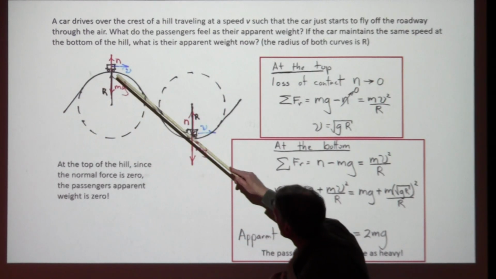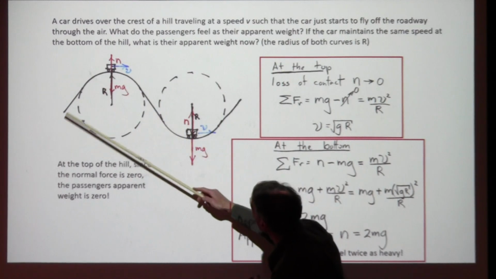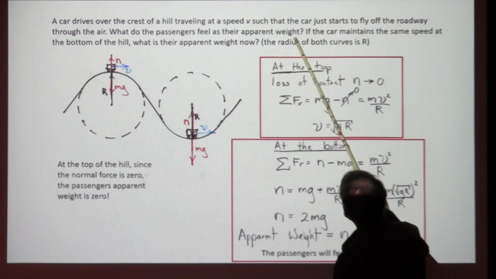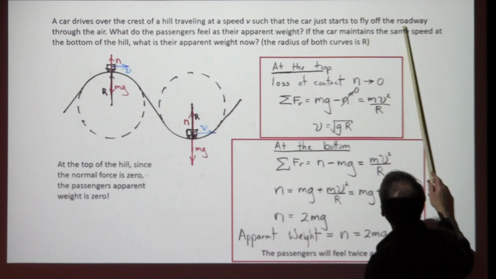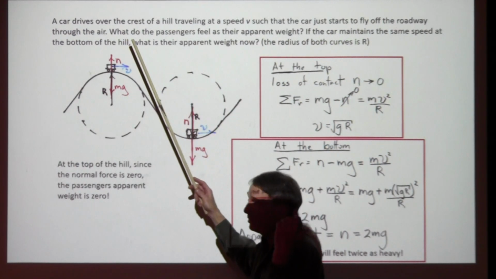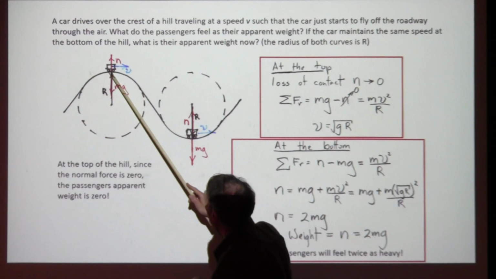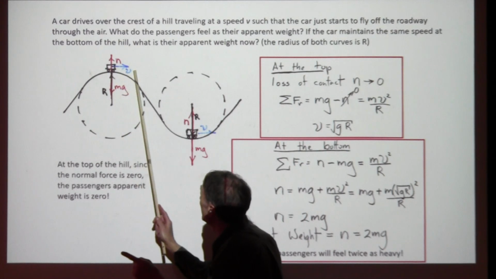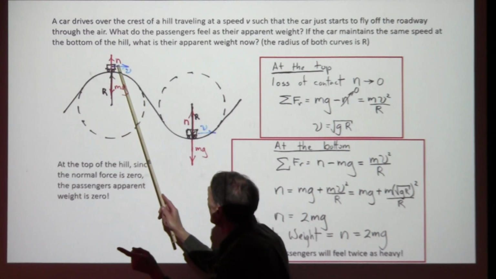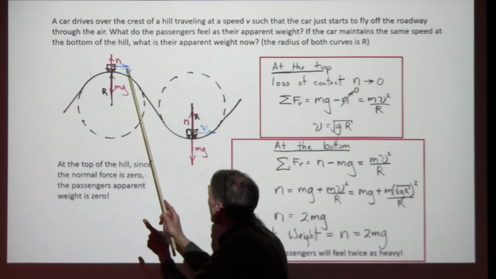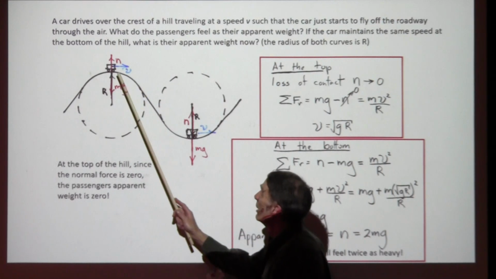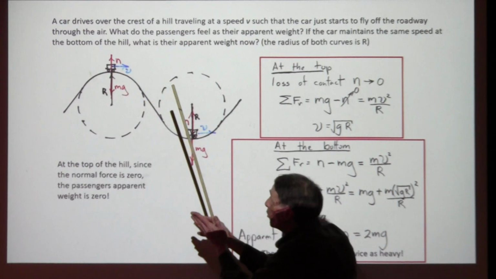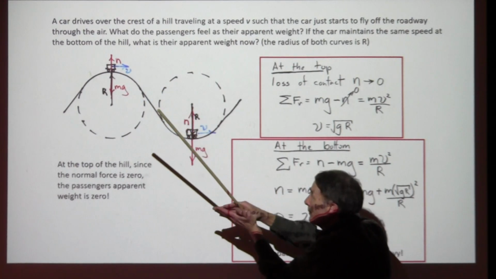Okay, we've got a roadway here that's kind of up and down, and a car drives over the crest of a hill traveling at a speed v such that the car just starts to fly off the roadway through the air. Have you experienced this? You're coming up over the top of the hill, and if you're traveling fast enough, you can actually leave the surface and go flying off on a parabola, like a projectile. Losing contact means your wheels start to come off the ground.